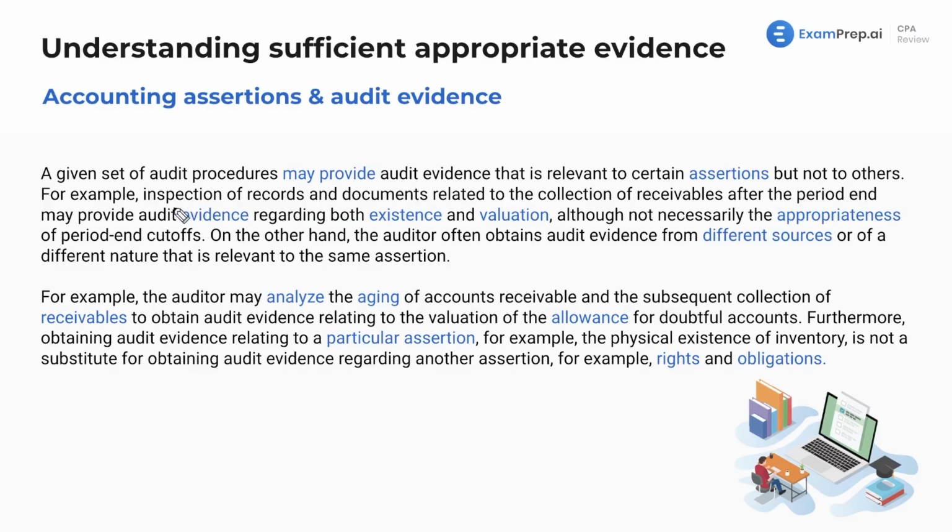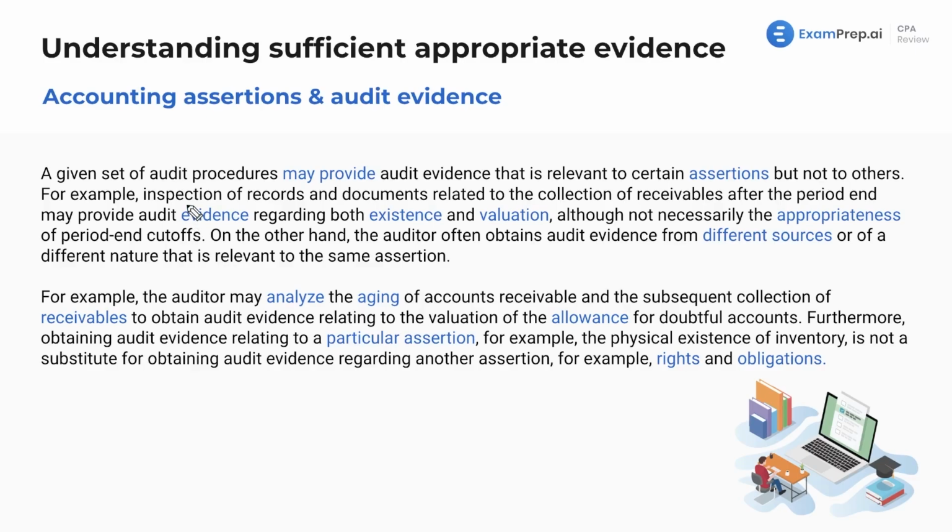For example, inspection of records and documents related to the collection of receivables after the period end may provide evidence for existence and valuation, although not necessarily the appropriateness of cutoff. I'll just revisit that for a second.